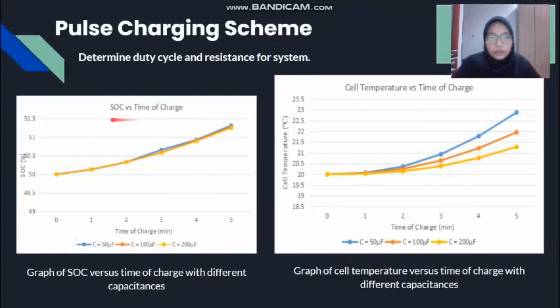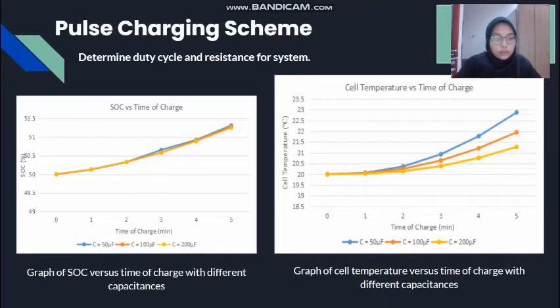Based on this graph, we can see that the 50 microfarad capacitor helps the system to charge the battery faster and produce a stable pulse. This shows the system response towards battery performance, which is time of charge and cell temperature, when the value of the capacitor is varied. The highest capacitor, 200 microfarad, shows a slow response of cell temperature increment. On the other hand, 50 microfarad, which is the smallest capacitance, gives quite a drastic increment in cell temperature.